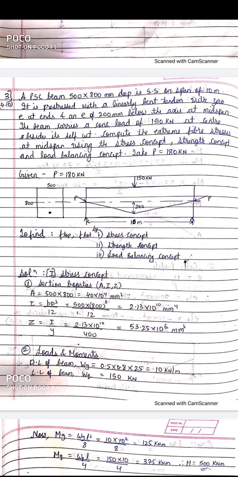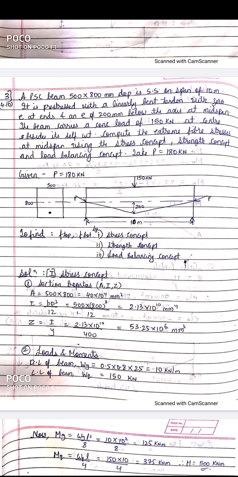A PSC beam 500 by 800 mm deep is simply supported on span of 10 meters. It is pre-stressed with a linearly bent tendon with zero eccentricity at the ends and an eccentricity of 200 mm below the axis at the midspan. The beam carries a concentrated load of 150 kN at the center besides its self weight. Compute the extreme fiber stresses at the midspan using the stress concept, the strength concept, and the load balancing concept. Take pre-stressing force P equal to 180 kN.